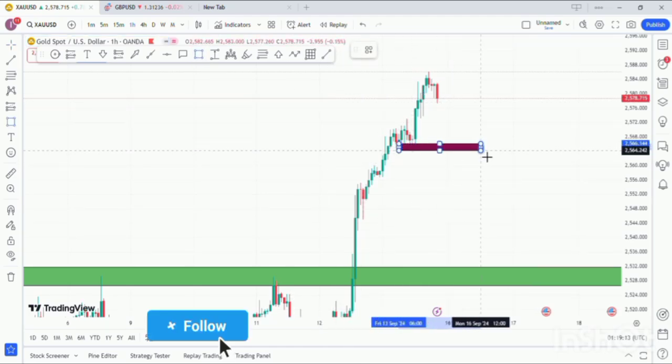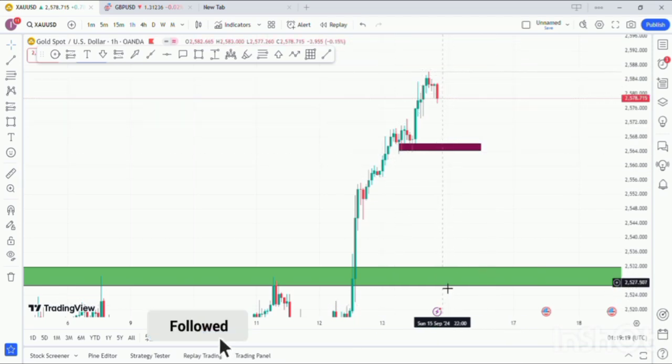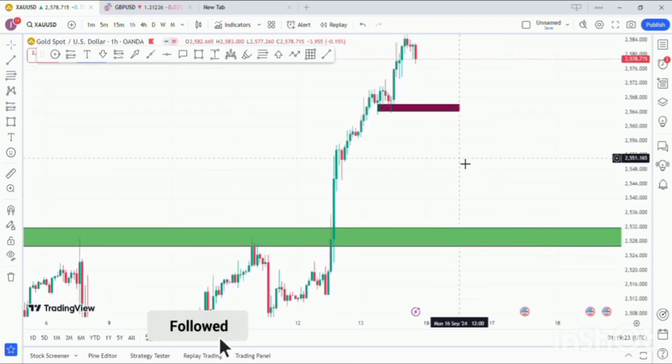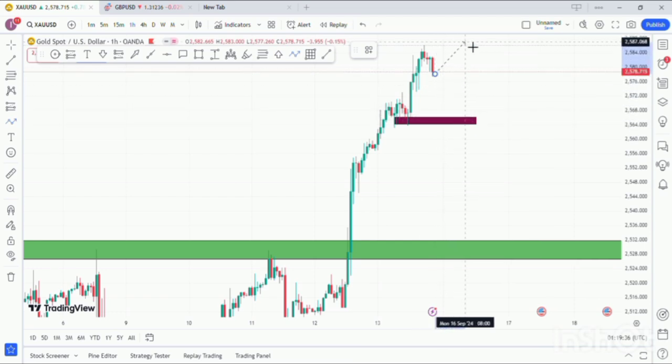So for next week, guys, we expect price to come down at any point to respect this resistance zone. Now, how do we know price is going to come down to respect this resistance zone? As you can see, this is a support. So at any point in time that price moves downward, we expect price to either respect this zone right here before continuing to the upside.